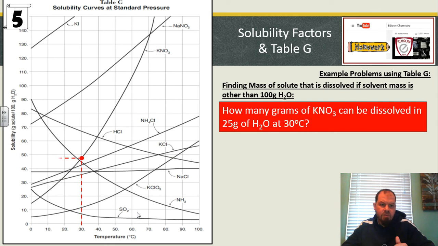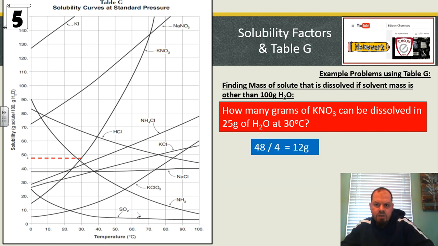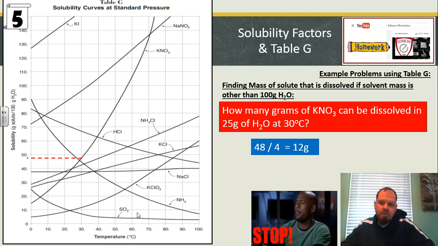So 30 degrees, go up to my line, KNO3. Looks to me like it's about 48. I see it's a little bit lower than 49. 48 divided by 4 is 12 grams. And with that, we're done.